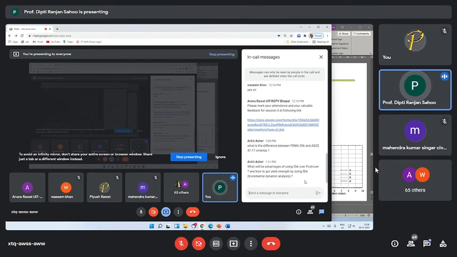What will be the advantages of using IDA or pushover analysis? How do you get the yield strength by doing the IDA, incremental dynamic analysis? Incremental dynamic analysis is only done to determine the fragility curves. Otherwise, to calculate the yield strength and all these things, you have to do the pushover analysis. Incremental dynamic analysis is a series of time history analyses.